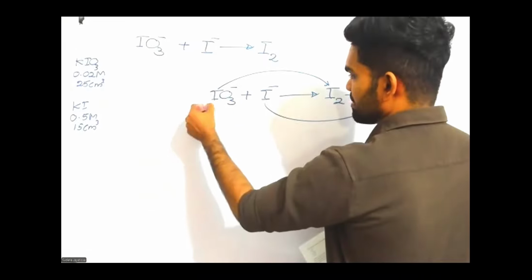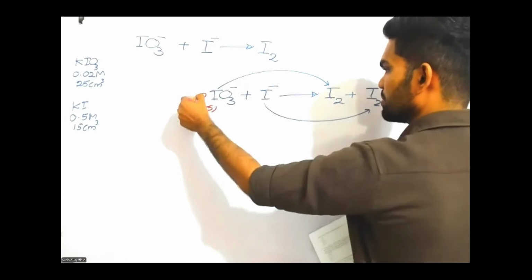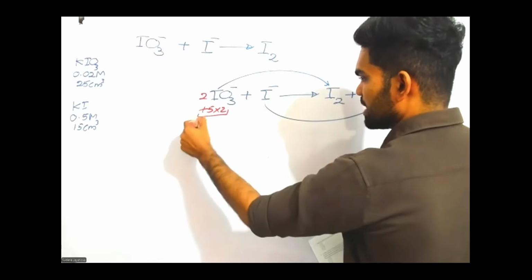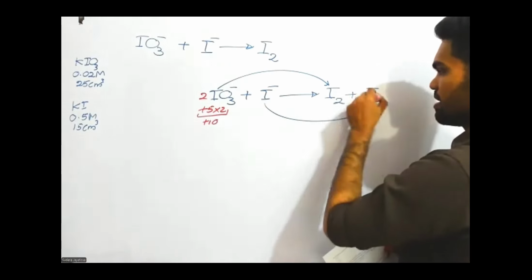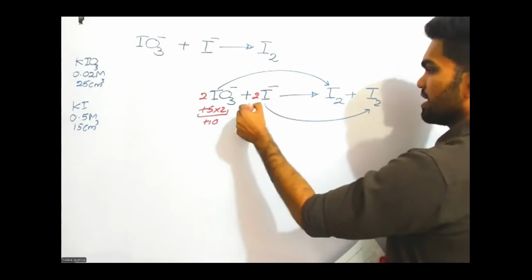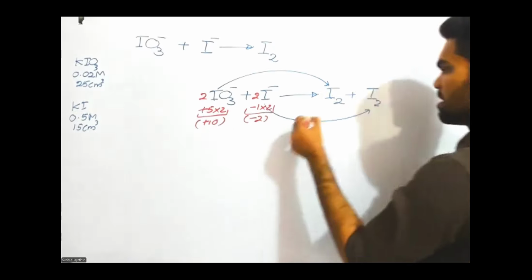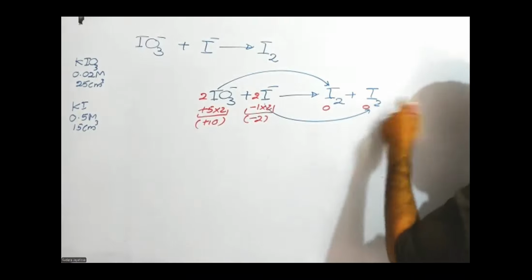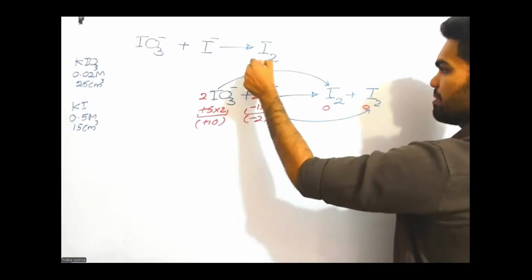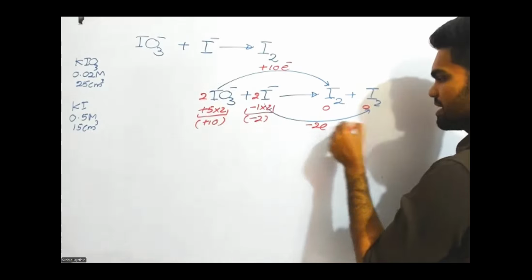Then here the oxidation number is +5. There are 2 iodine atoms, so first of all put 2 in front of this. So you need to change +5 into 2, so the cumulative oxidation number is +10. Here also you have to put 2 because there are 2 I minuses. Then -1 into 2, cumulative oxidation number is -2. Then 0, 0, and 0 into 2 is 0. Right? So here it is changing from +10 to 0 by accepting 10 electrons. Here it is -2 to 0 by losing 2 electrons.